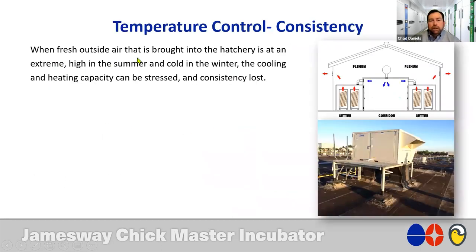So when our fresh outside air that is brought into the hatchery is at an extreme high in the summer and cold in the winter, the cooling and heating capacity can be stressed. Consistency can be lost if we overstress it.